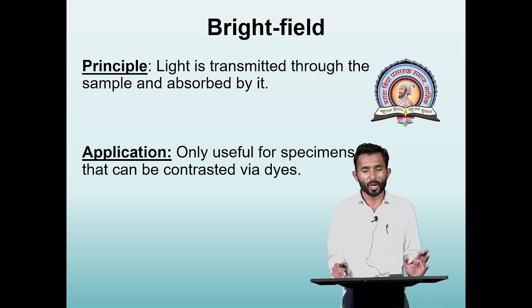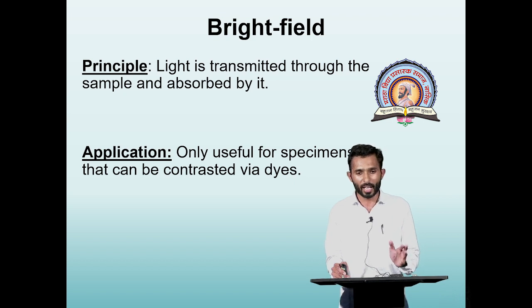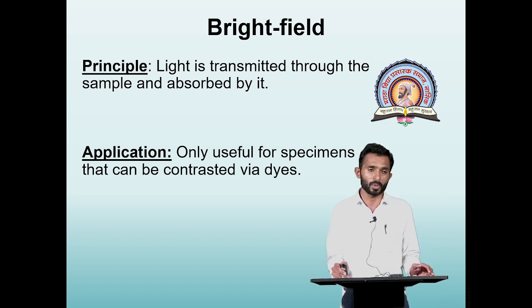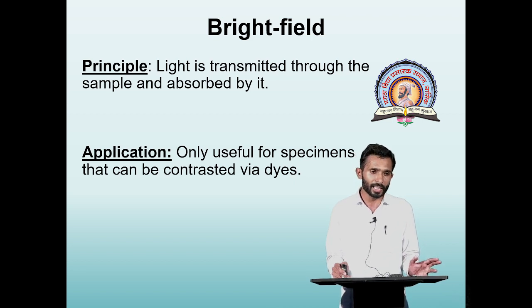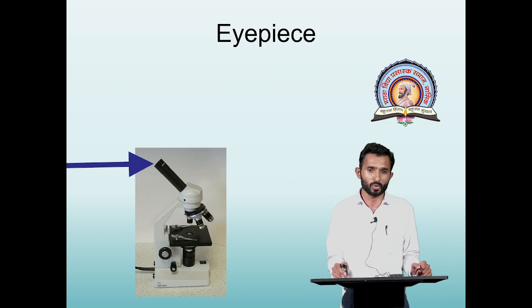There are different kinds of microscopes, and they work on the basis of different principles. In the bright field microscope, light is transmitted through the sample and absorbed by it. The bright field microscope is mainly used to detect specimens that can be contrasted with dyes. That means the colors or chromogens used to view a particular object or cell by staining are nothing but dyes, and those will be visible and recognized with the help of a bright field microscope.